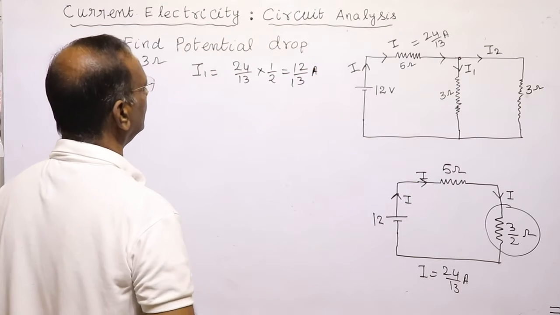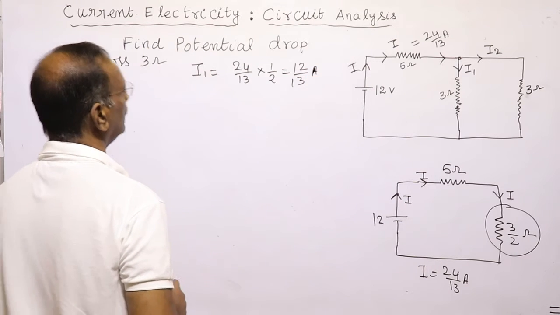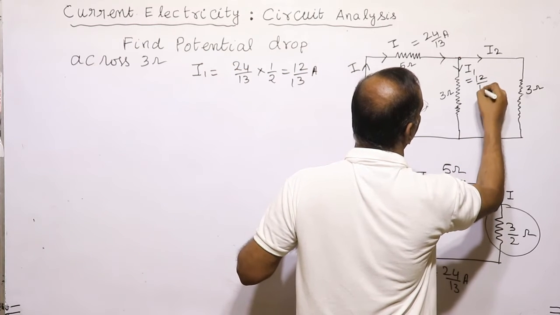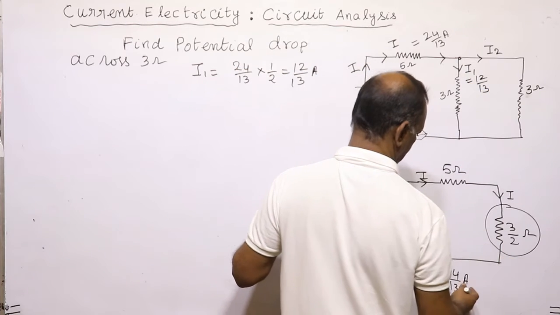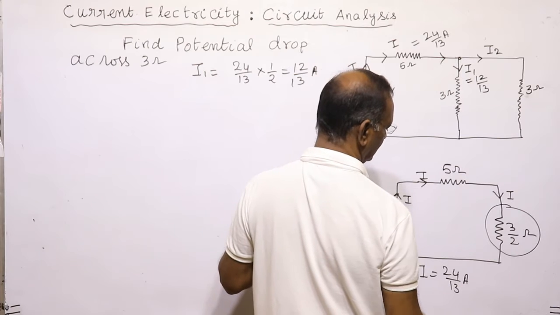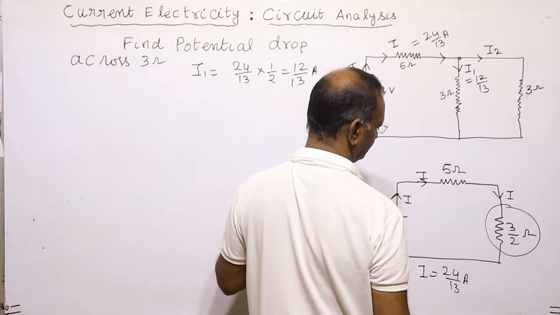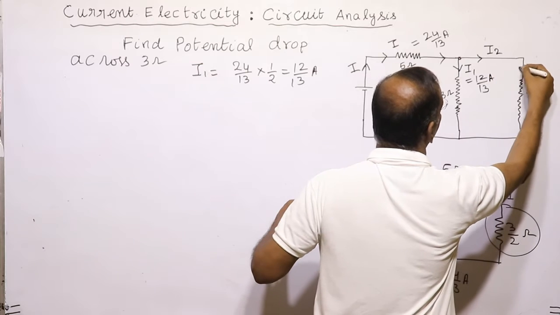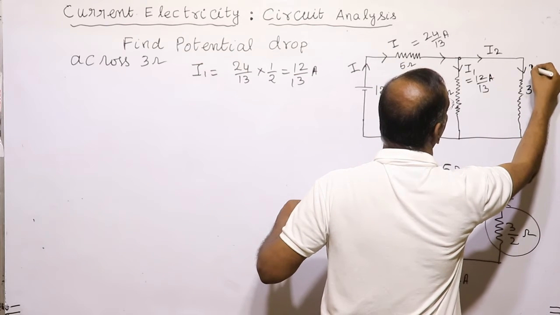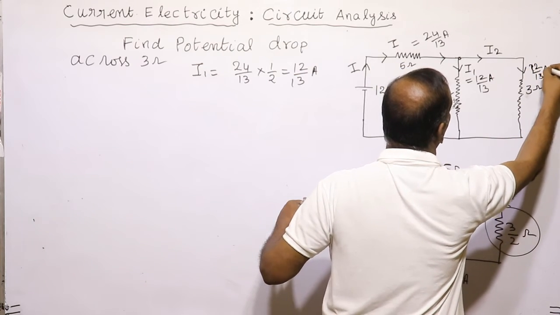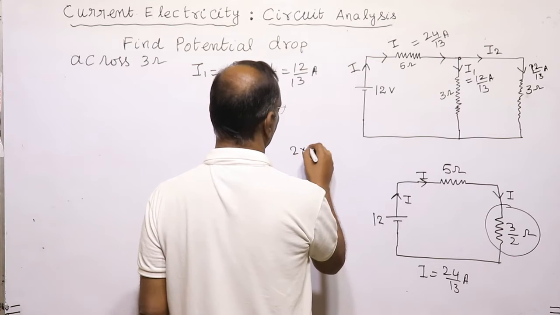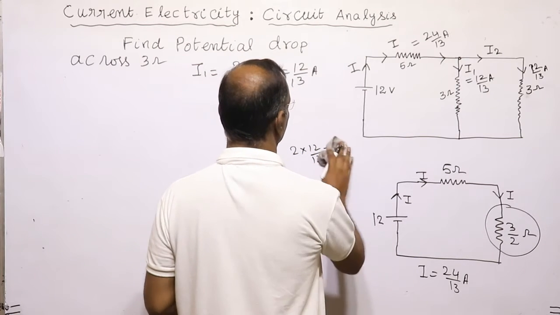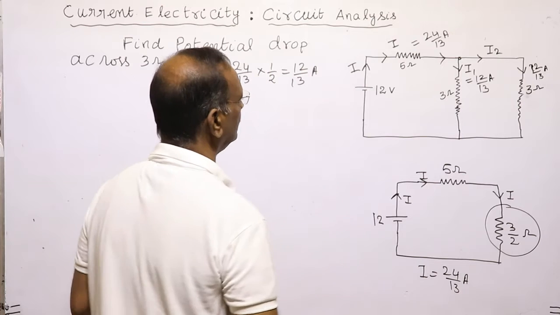12 by 13 ampere. So here it is 12 by 13, half of 24 by 13. Here also I2 is 12 by 13 ampere. 2 into 12 by 13 is equal to 24 by 13. Okay. Now I1 is calculated.